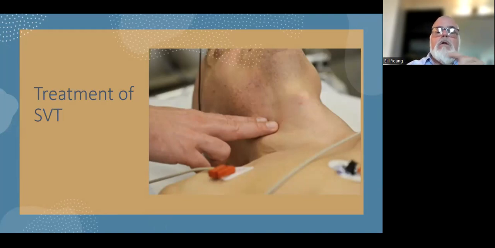Carotid massage will not work in infants and very young children. Why?